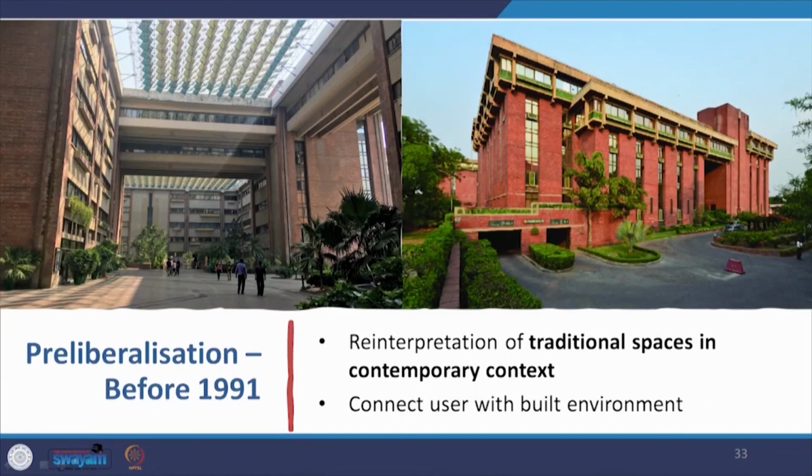Pre-liberalization, before 1991, Indian architects did respond in a wonderful way by reinterpreting traditional spaces in a contemporary context. This is an iconic building, the India Habitat Center by Joseph Allen Stein. It is a tremendous connect between the user and his built environment. Here we have a courtyard space, but it's a modern courtyard. It's got a roofing system that is entirely modern, a high-tech version of a roofing system over this expansive courtyard.